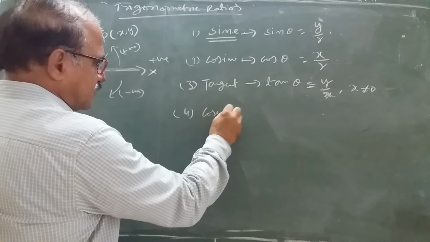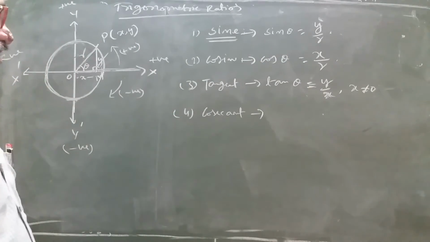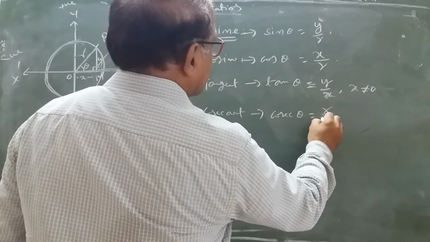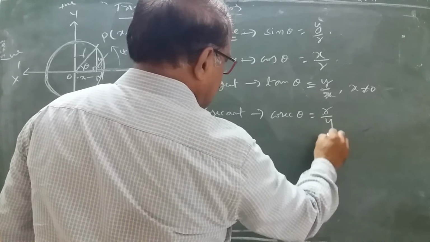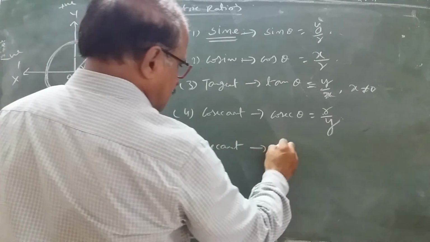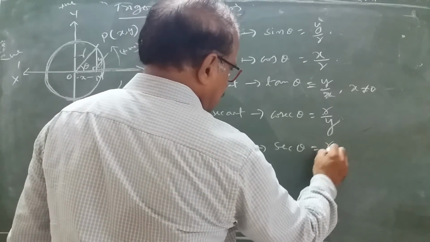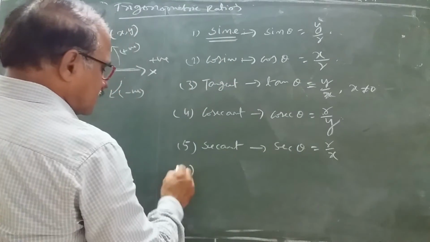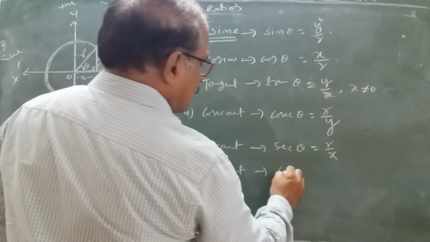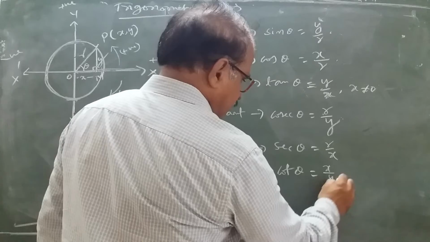Similarly, cosecant is the reciprocal of sine. Simply we can write cosec theta, this is r by y. Similarly, secant, that is sec theta, is the reciprocal of cosine, that means r by x. The sixth one is cotangent, that is cot theta, the reciprocal of tan, that means x by y.